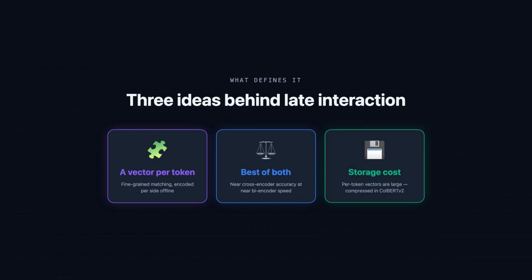It pays for this in storage and memory. Keeping a vector per token is far larger than one vector per document, and the index is more complex, though later versions like ColBERT v2 compress those token vectors to make the cost manageable.